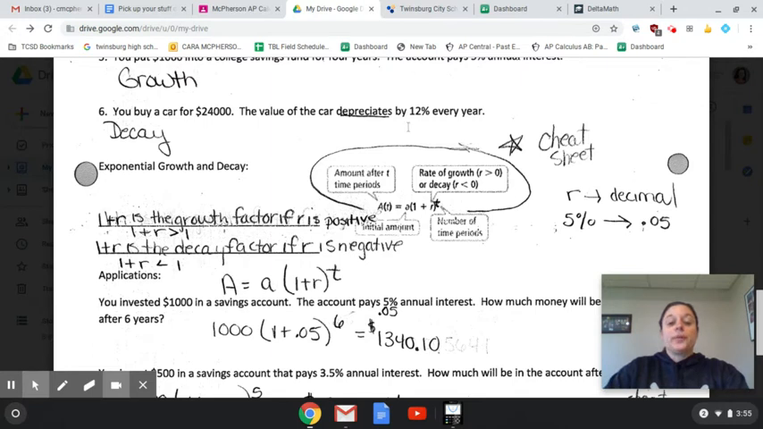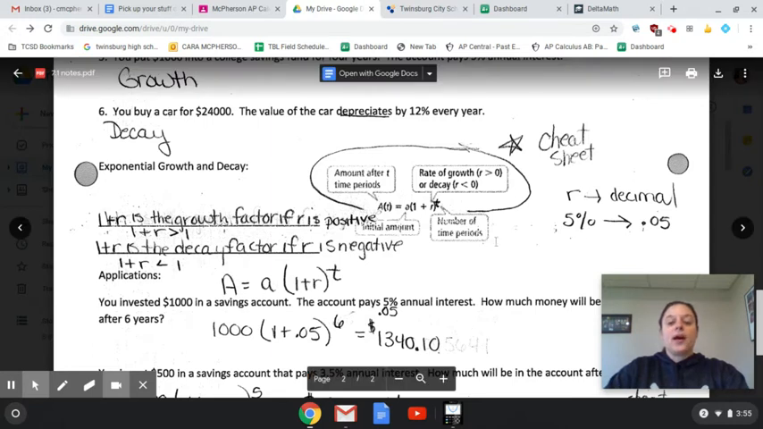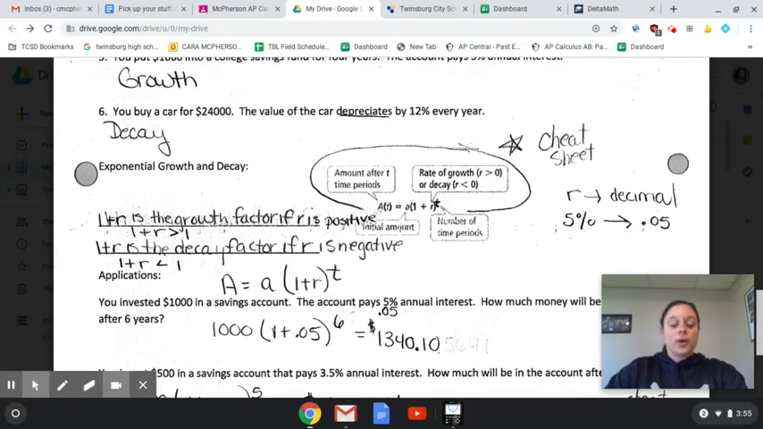So you're going to use this formula over and over and over again. There are going to be questions in Delta Math that are going to ask you to use this formula. There are also going to be a few questions in Delta Math that are going to ask you to identify if something's growing or decaying in a word problem or with an equation.